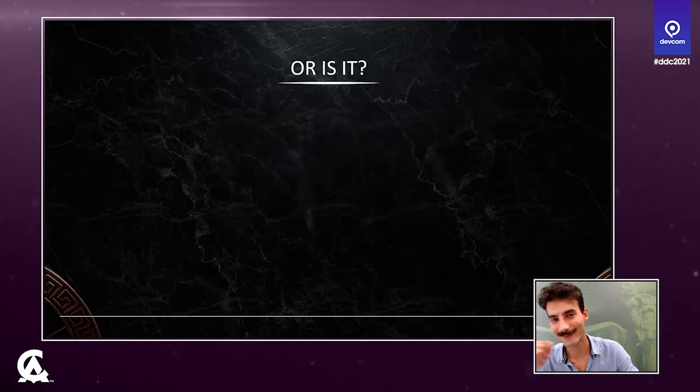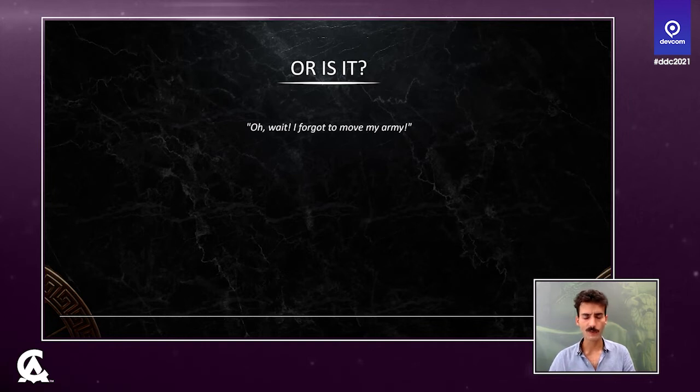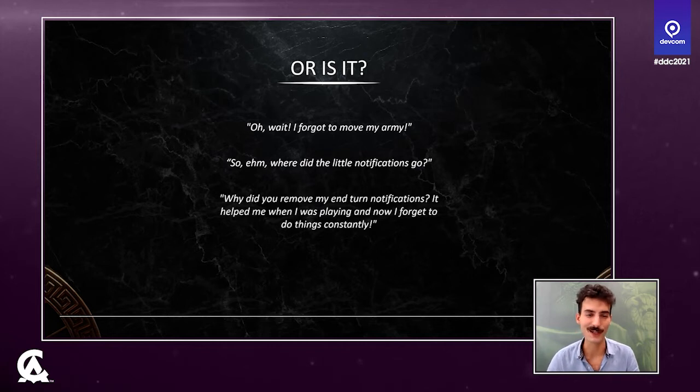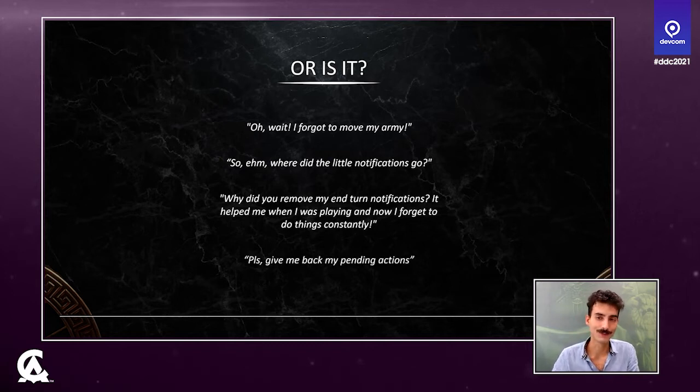Or is it? Now, August comes, we release Troy, the game comes out, people start playing. We're super excited. We start reading the comments and trying to get all the feedback that we can, and we start encountering something that we didn't expect. I forgot to move my army. Where did the little notifications go? Why did you remove my end turn notifications? It helped me when I was playing, and now I forget to do things constantly. Please give me back my pending actions.